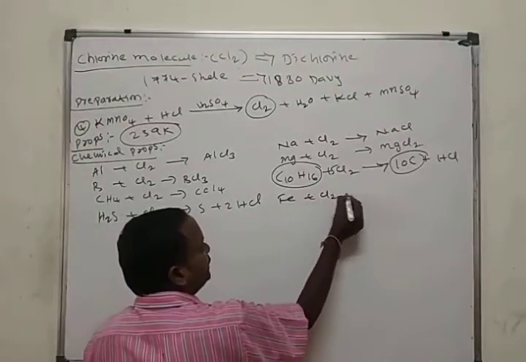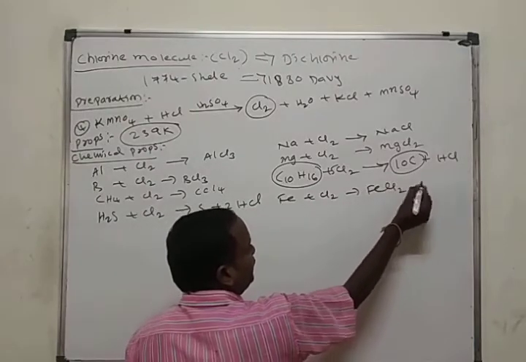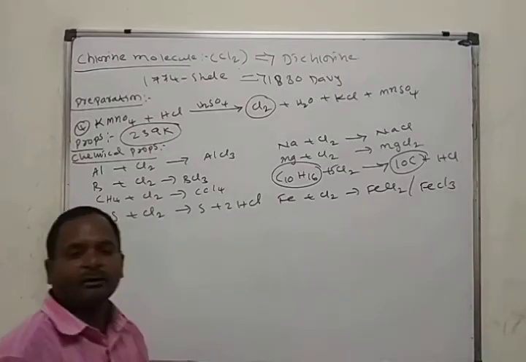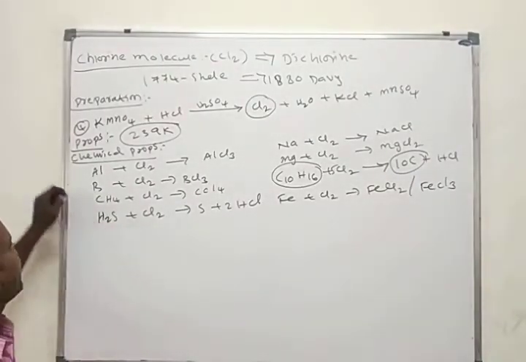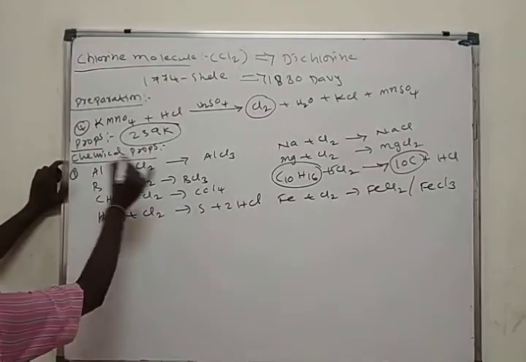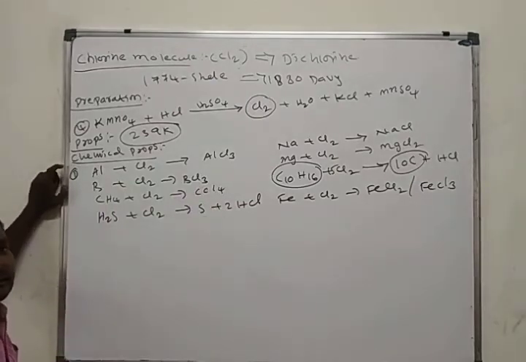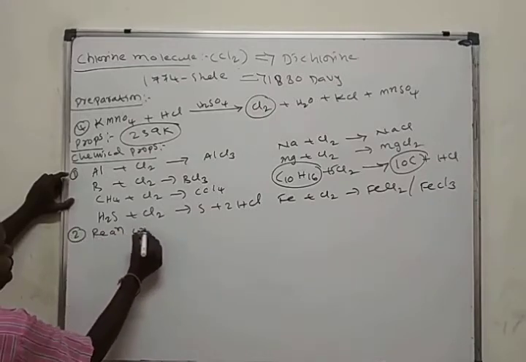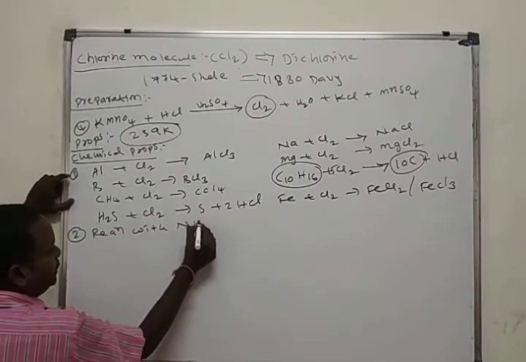Iron also reacts with chlorine, forming ferrous chloride or ferric chloride. This is the first reaction, with metals and non-metals. And the second one, reaction with ammonia.